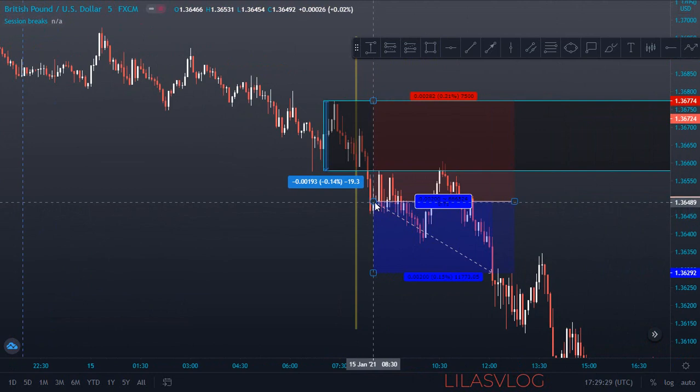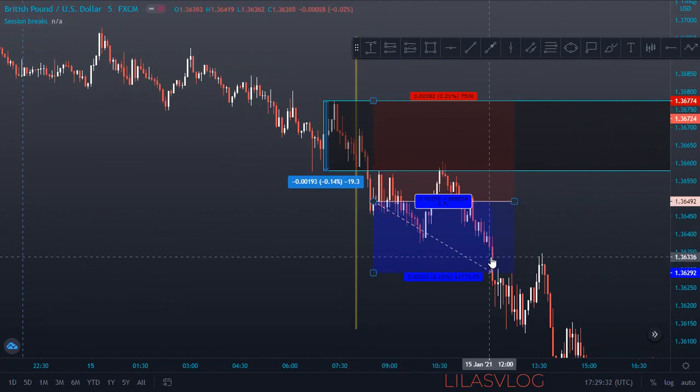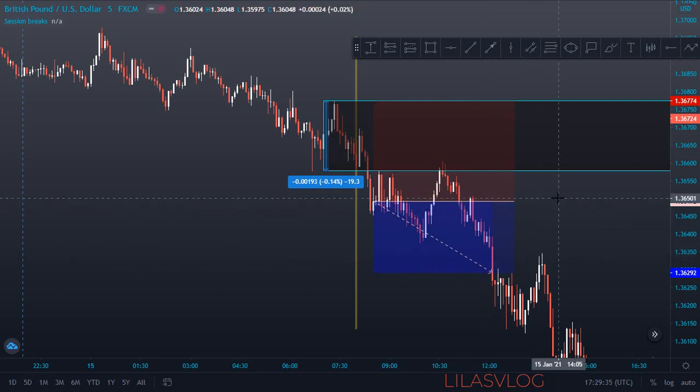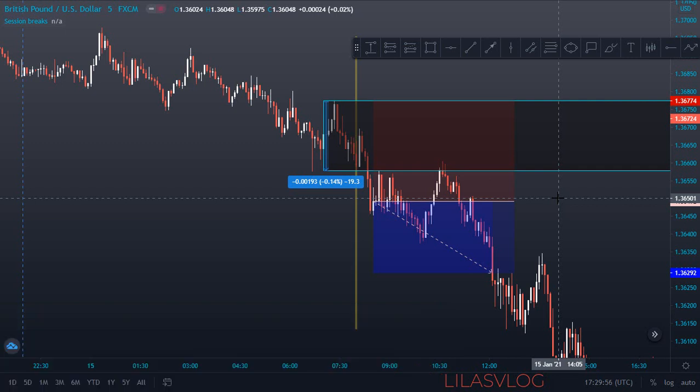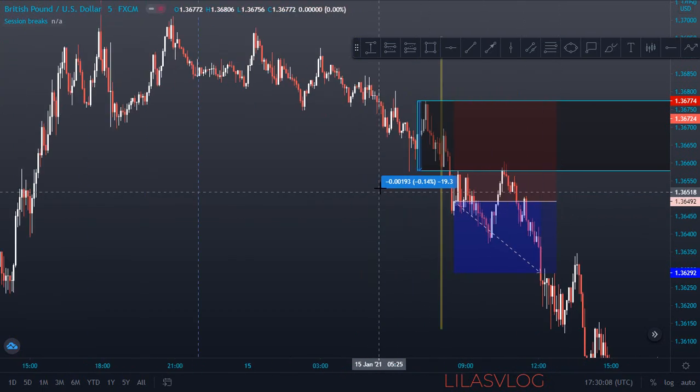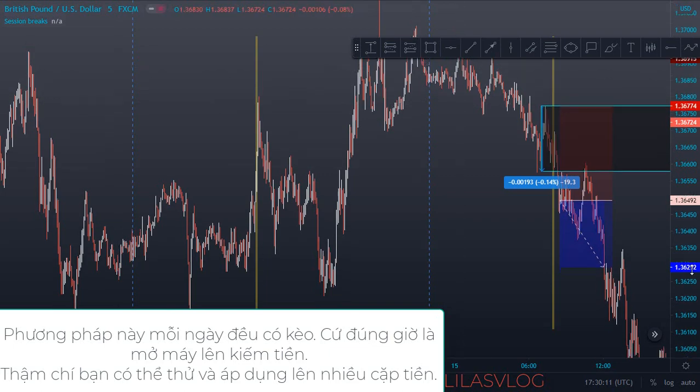So from 8:30 to 12, we already collected 19 pips. If you go with 0.1 volume, then you have $20 for a day. That's a lot in my country when you make $20 per day. So you can use this strategy every single day. As long as there is a confirmation, you can do the same for so many days.